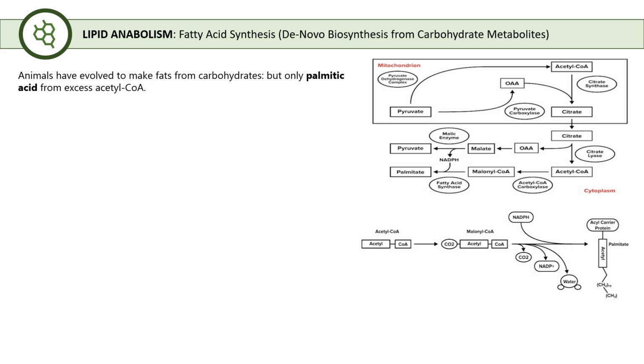So let's start with fat anabolism by exploring our endogenous lipogenesis pathway, clearly an evolved strategy to use surplus carbohydrates and convert them into a form that can be stored long term. In contrast to fats, carbohydrates are hard to store long term.